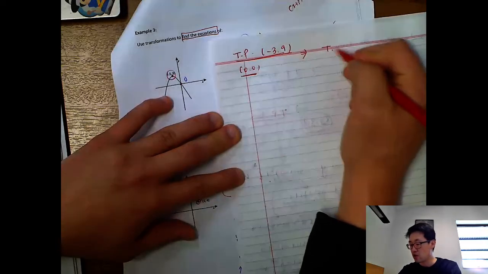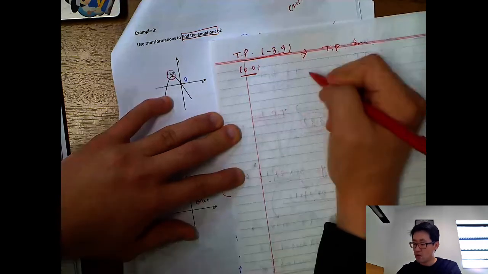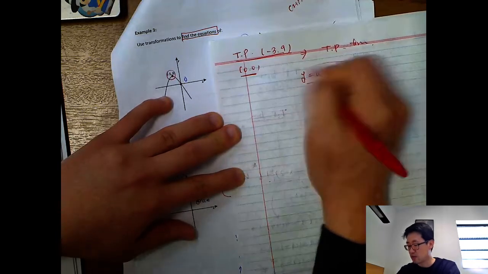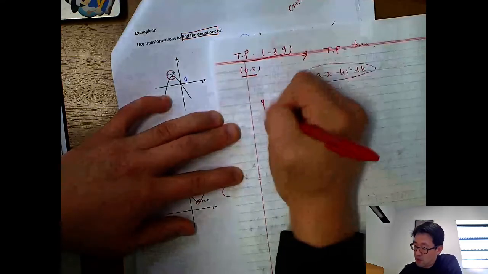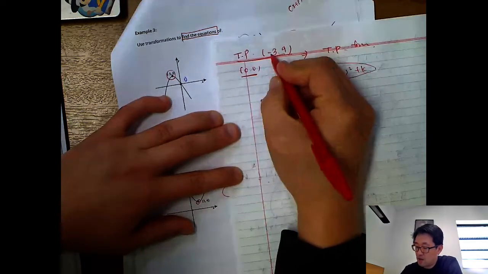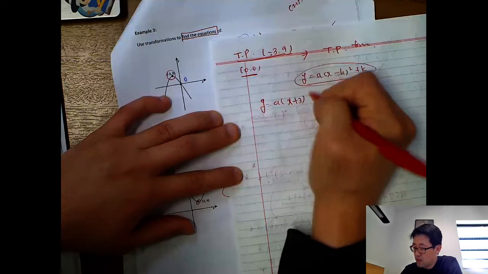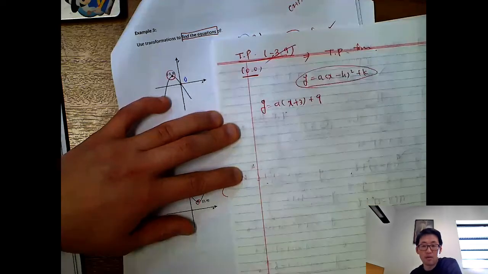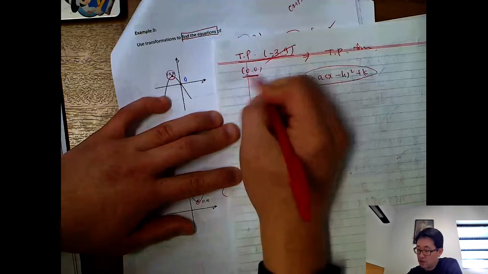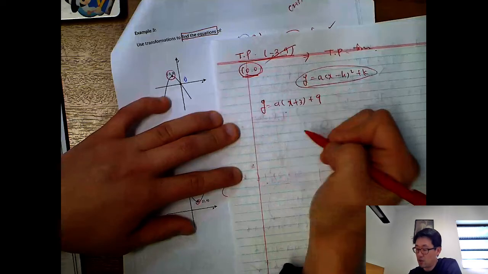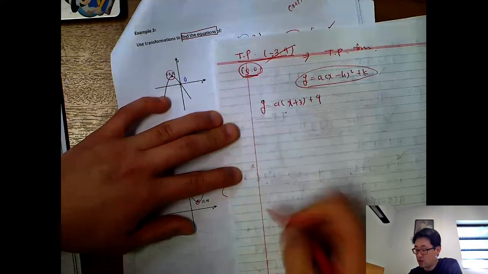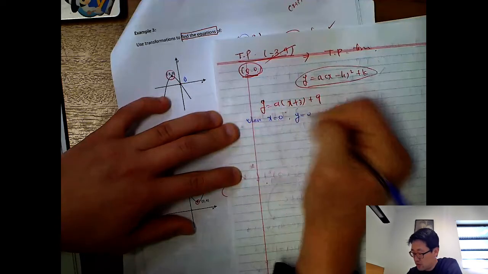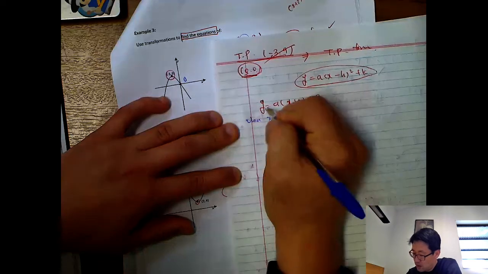Therefore, I need to use turning point form, which is y equals a (x minus h) squared plus k form, isn't it? So I'll just start from here. Y equals a, (x plus 3) squared plus 9. Simple. So I use turning point, and then all I need to do is use another point. When x equals 0, y equals 0. Therefore, I plug in here.